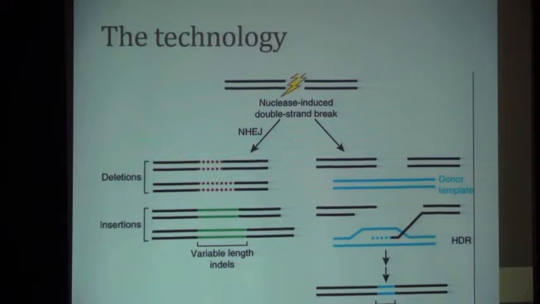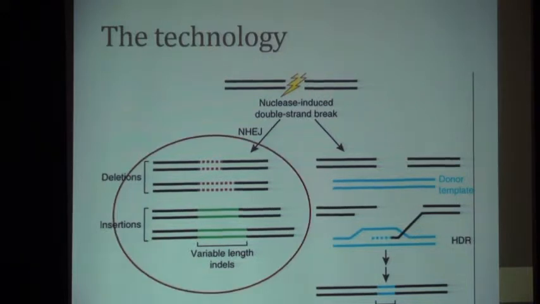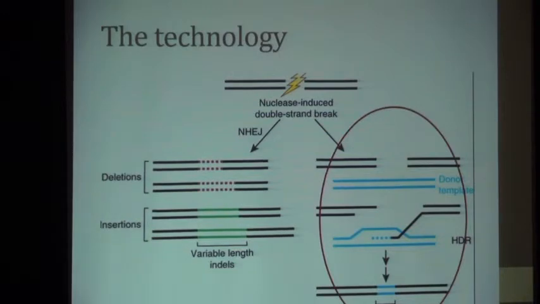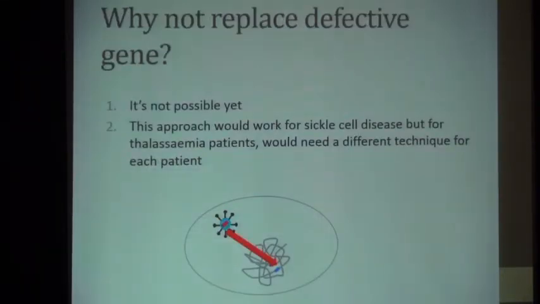Now, if you were thinking about how to do genome engineering, you would think we're going to use this technology because we're going to be able to fix the mutation in the body in the endogenous locus. But in fact, it's the non-homologous end joining that we're using rather than the fixing mechanism. And the reason for that is, first of all, it's not possible yet. There's lots of animal studies that are ongoing and lots of publications about whether it's possible or not, but it's certainly not possible at a level that we could do clinical trials with.